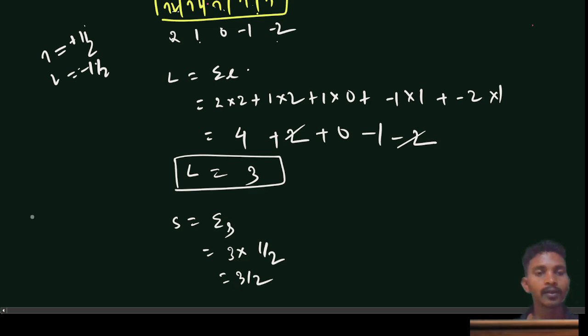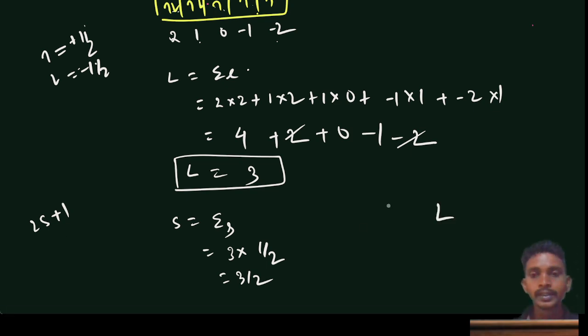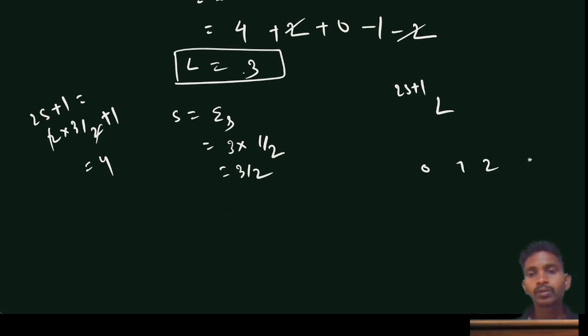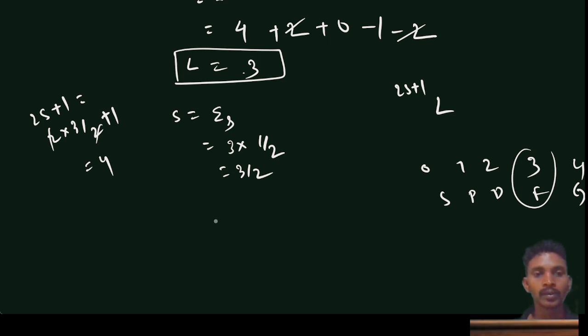So if S is 3 upon 2, then for the term we need the 2S plus 1 value. So 2S plus 1 is 2 into 3 upon 2 plus 1, which gives 4. So L is 3. L equal to 3 means 0, 1, 2, 3: S, P, D, F. So F is 3, and 2S plus 1 is 4.